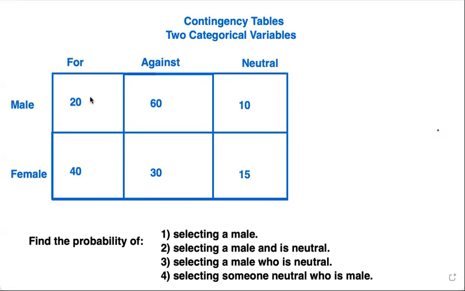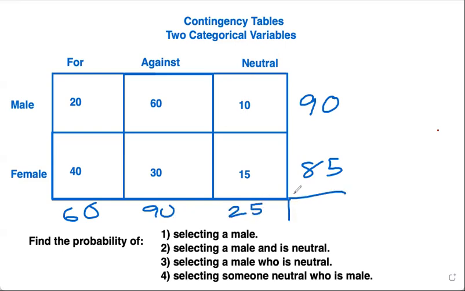So going across males, 20 plus 60 plus 10, just get that out of the way before you answer any of the questions. You get 90. 40 plus 30 plus 15 is going to be 85. Then the columns: 20 and 40, 60 and 30, 10 and 15. And then, of course, the grand total here in the bottom right corner should total up the actual column: 90 plus 85 is 175. And of course, the overall row: 60 plus 90 is 150 plus 25 is 175.